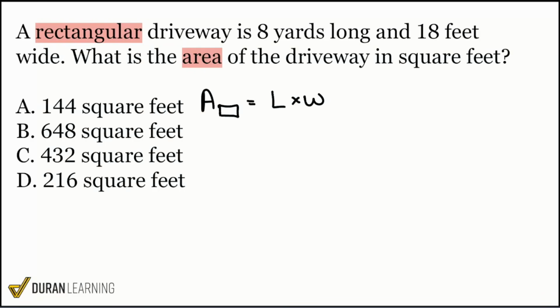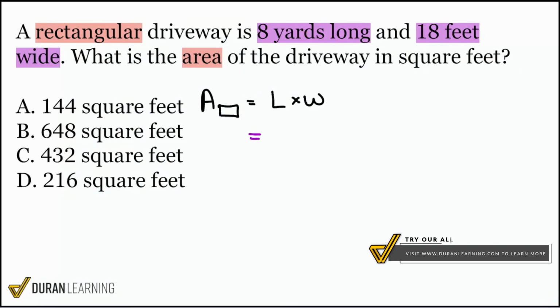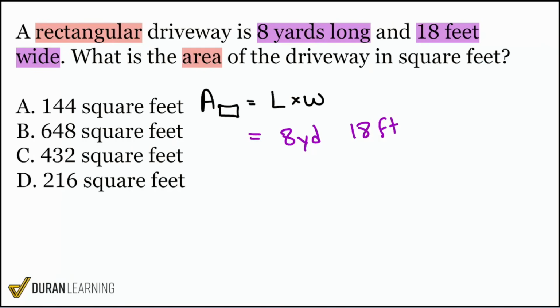But this is how the typical student goes over things. They highlight area, they see it's a rectangle, they write the formula, and then they immediately grab the numbers that they see, 8 yards, 18 feet, without realizing that those are not the same units. Take a look. We have 8 yards and then 18 feet. These are not the same units. We have got to get them to be the same.